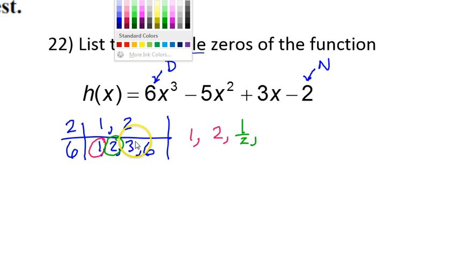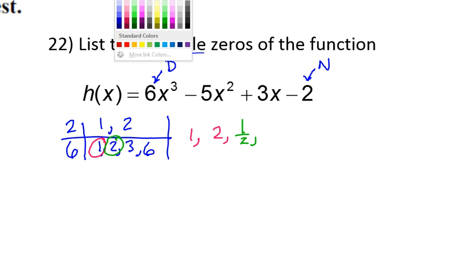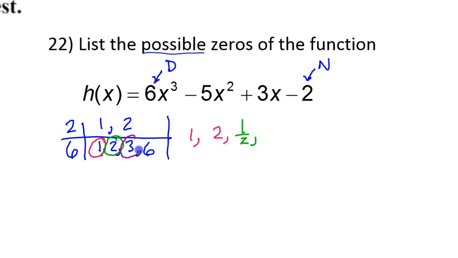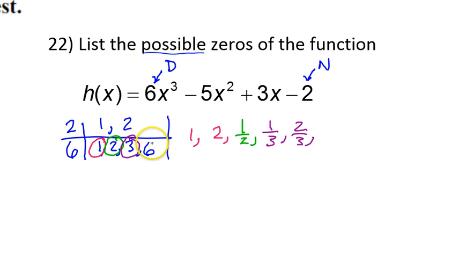So now we're going to do a denominator. Whoa, that's erasing. Slow down. Now I'm going to do a denominator of 3. So I'm going to do 1 over 3 and 2 over 3. All right, those are both new, so I'll keep both of those. And finally, I'll do a denominator of 6. So that means I'll do 1 over 6 and 2 over 6.